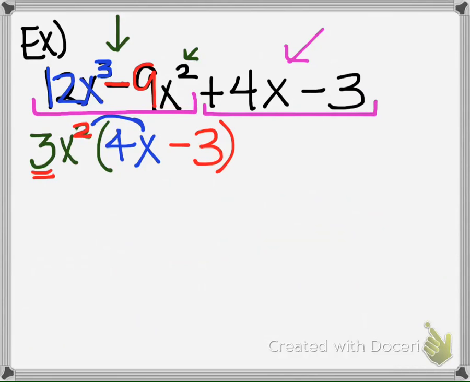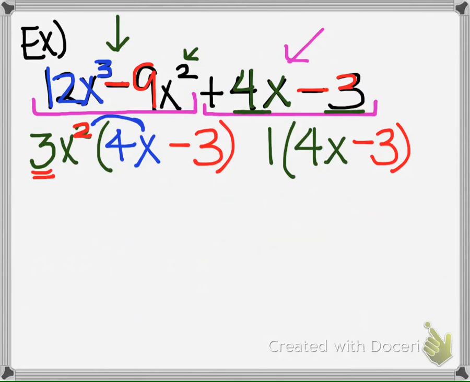Then we look over here and we ask ourselves, what can go into 4 and 3? There's nothing, so 1. And they don't have any variables in common, so it's just 1. So 1 times 4x would get us 4x. And 1 times -3 would get us the -3 here. So this has to be a positive 1.